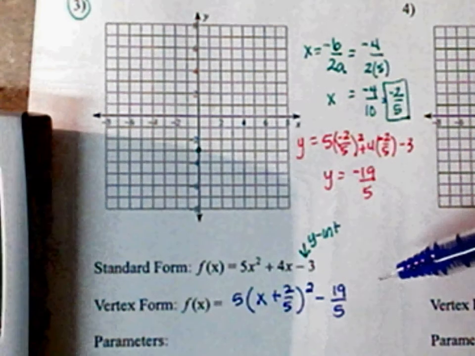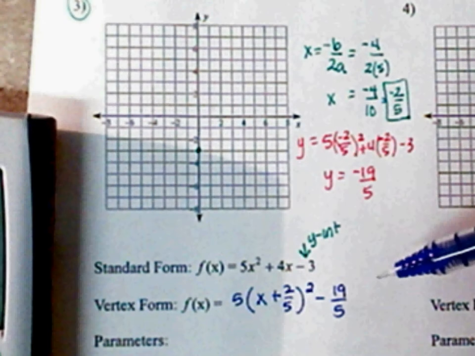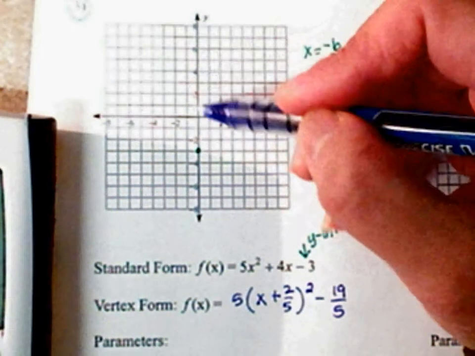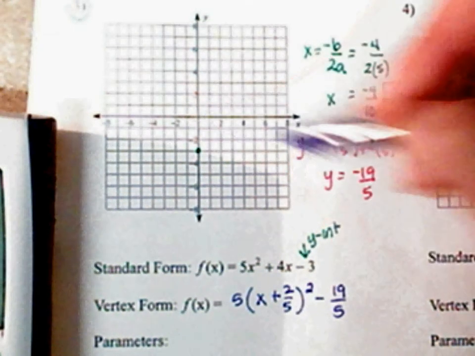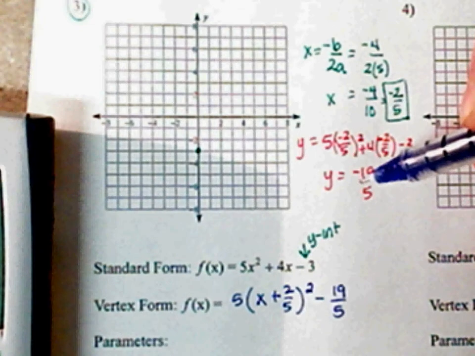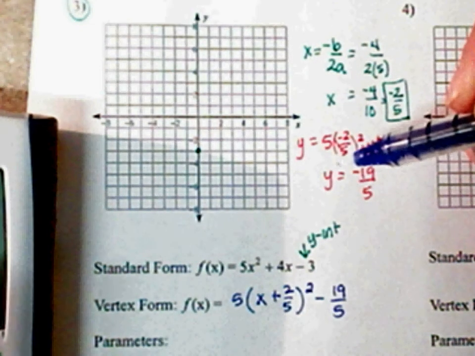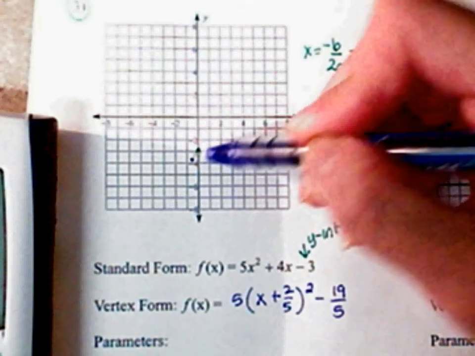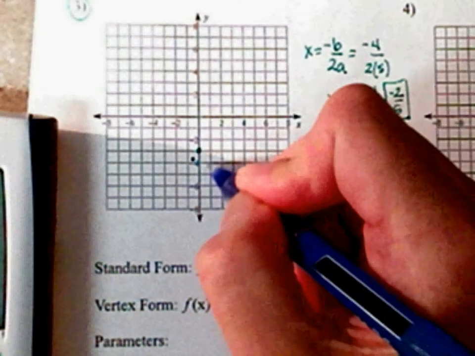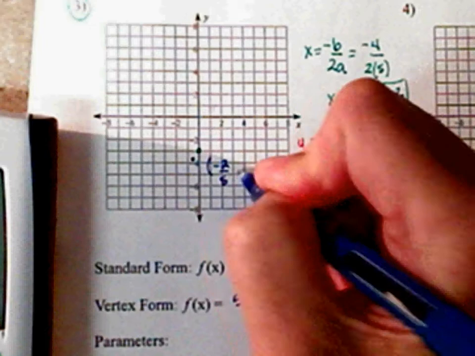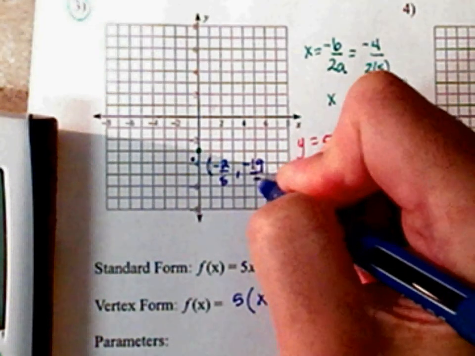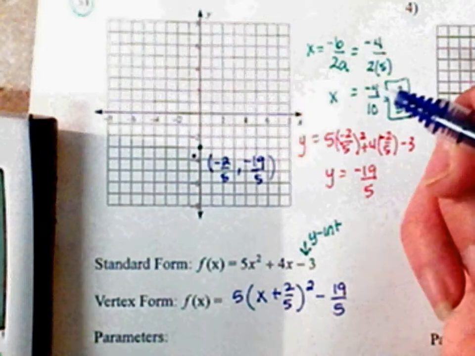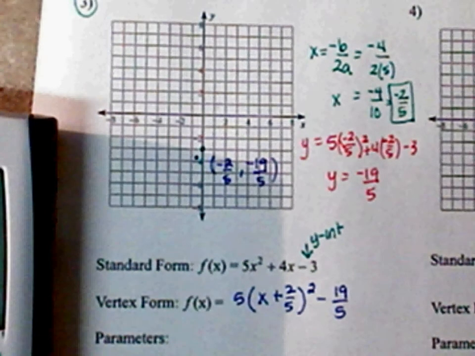Well, to help you graph, and if you don't know it, you can go -2 divided by 5 and change that to a decimal, which is -0.4. So it's a little bit right here. And then your y is -19 divided by 5. So it's about -0.4 to -3.8, which is about right here. And there's your vertex. So your vertex is -2 over 5, comma, -19 over 5.